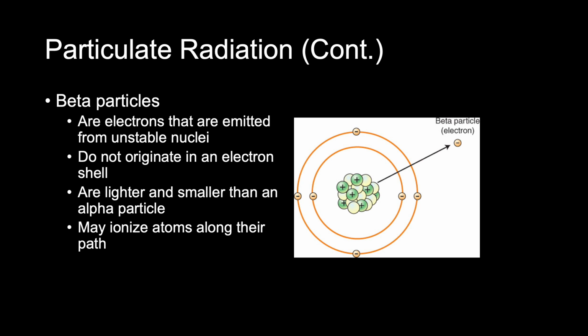A beta particle is an electron that is emitted from an unstable nucleus. It does not originate in an electron shell. A beta particle is much lighter and smaller than an alpha particle and can penetrate light materials. Betas have a much larger range and may ionize many atoms along their path. Shown here is a beta particle, which is an electron emitted from an unstable nucleus, and it does not originate from one of the electron shells. It comes straight from the nucleus.